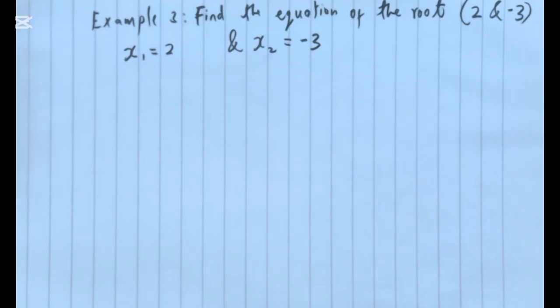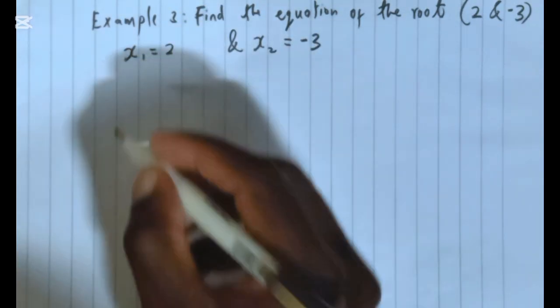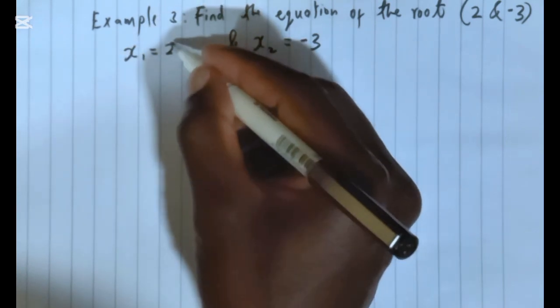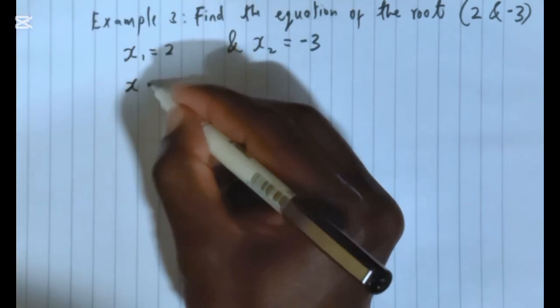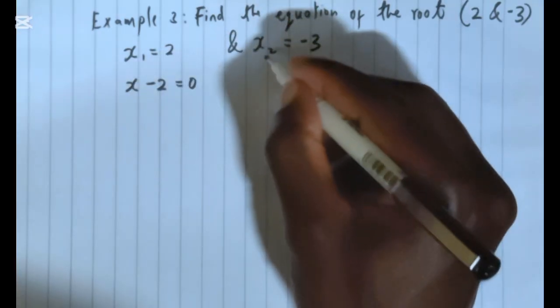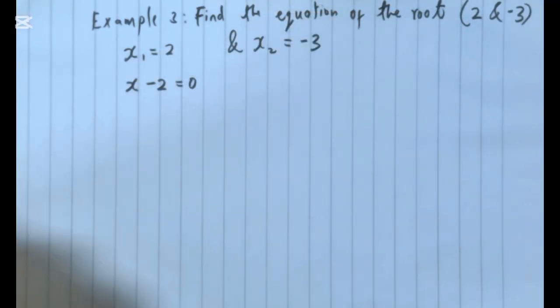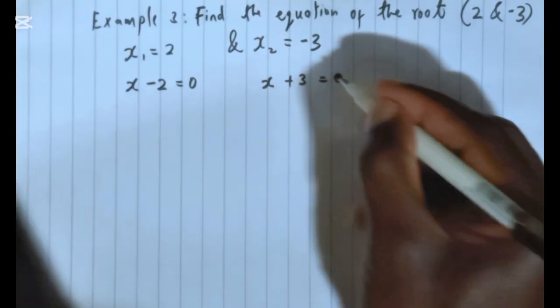All right, so what we're going to do to solve this particular problem is equate this to 0. For us to equate this to 0, we're basically going to have these two taken to the left-hand side. So it's going to be x - 2 = 0, and we're also going to do the same for x2, where we are going to have x + 3 = 0.